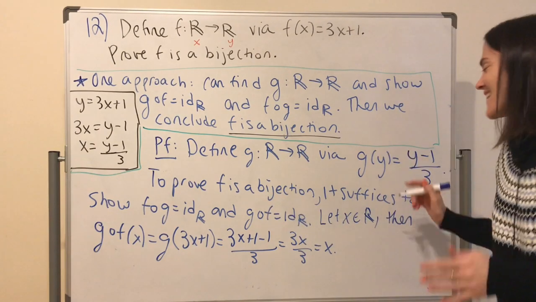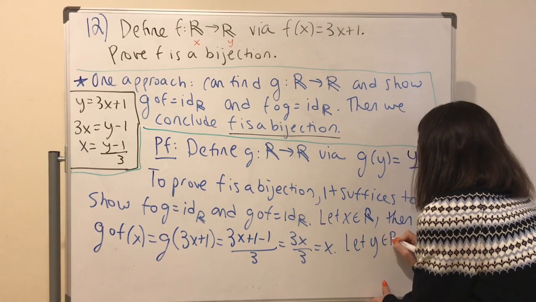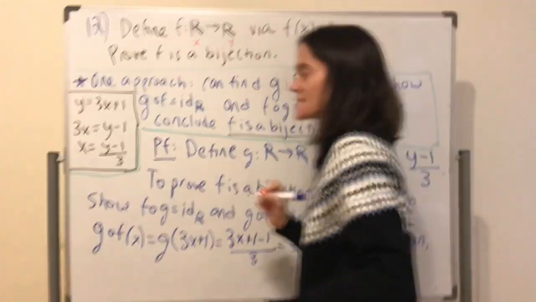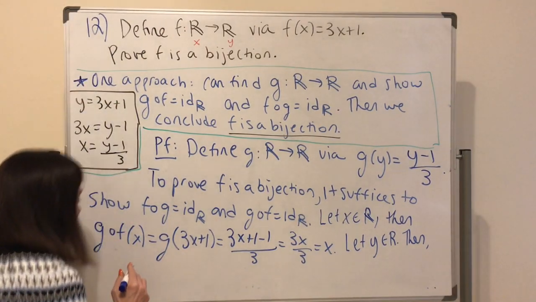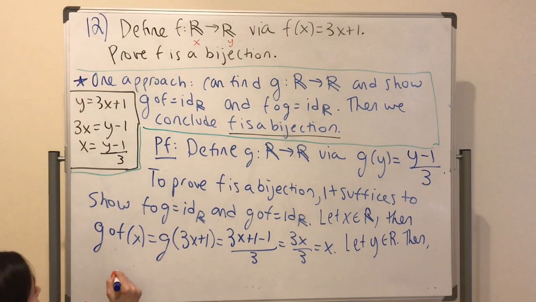Now I do the other one. So then we let y in R, then now I need to compose the other direction. Okay? So then, oh, this tilts down, but I think we can read it. F compose G of y.